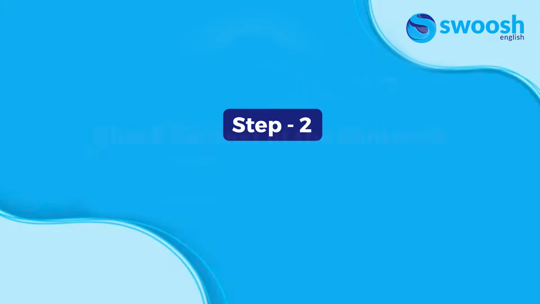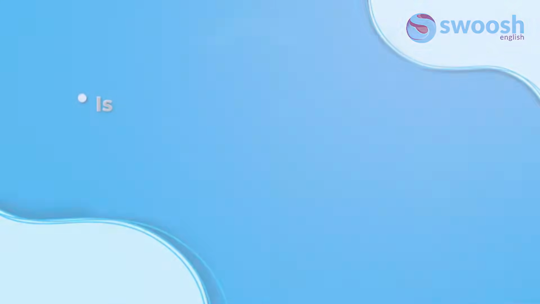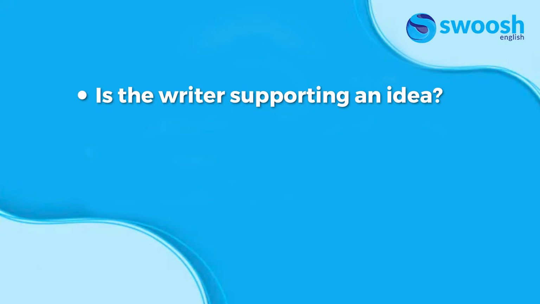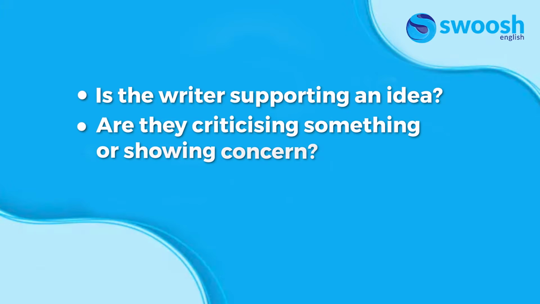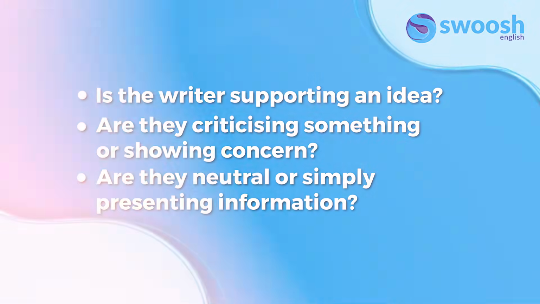Step 2 is to understand the context of the sentence as a whole. Is the writer supporting an idea? Are they criticizing something or showing concern? Are they neutral or simply presenting information? It's important that you look at the words and understand the context of the sentence as a whole to really understand what the writer is feeling.